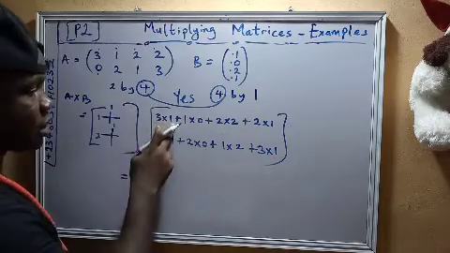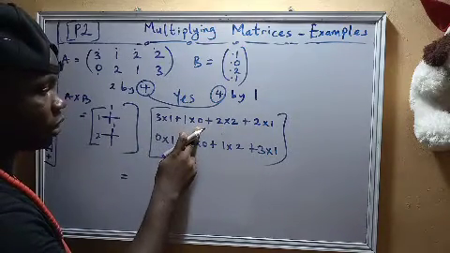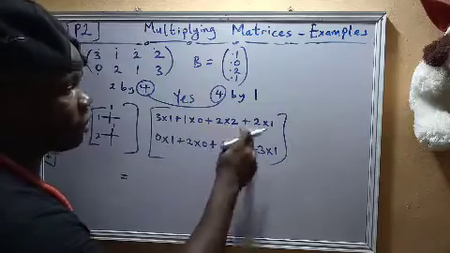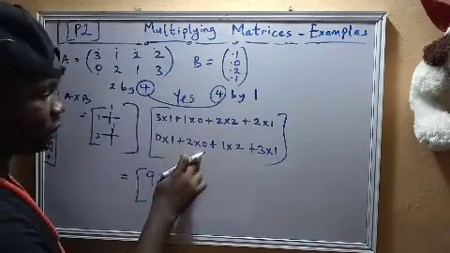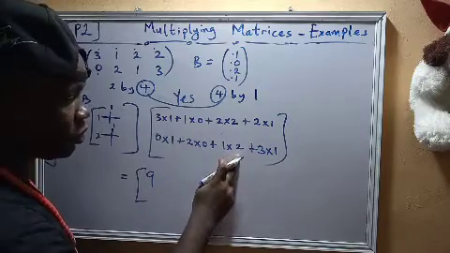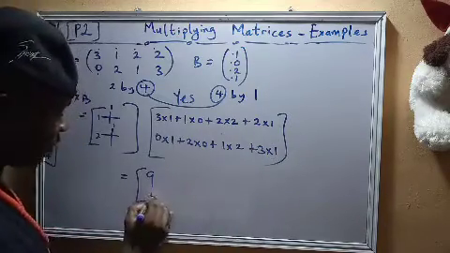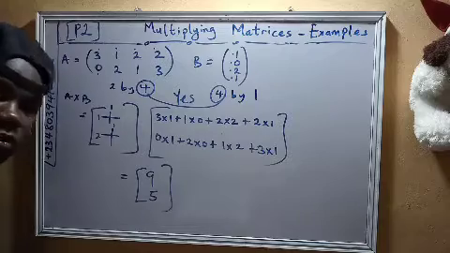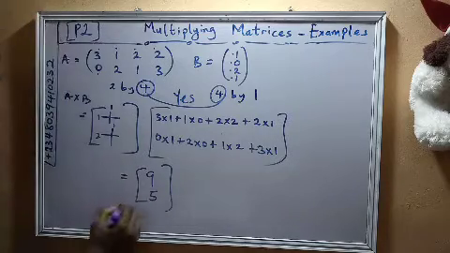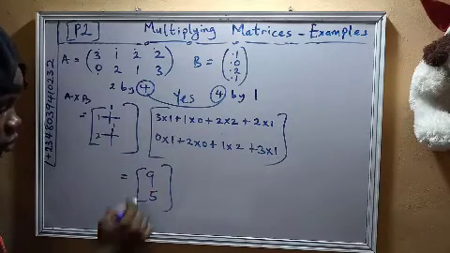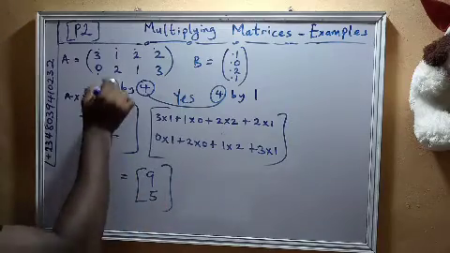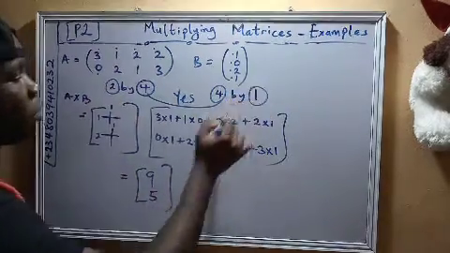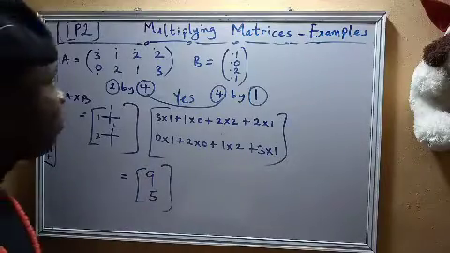So you have this: 3 plus 0, that's 3, plus 4, 7, plus 2, 9. So we have 9. Then 0 plus 0, that's 0, plus 2, 2, 2 plus 3, 5. So the answer is 9 and 5. So now we have a 2 row, 1 column. So let's see if it works. 2 rows, 1 column. So that's the answer. So that perfectly works, right?